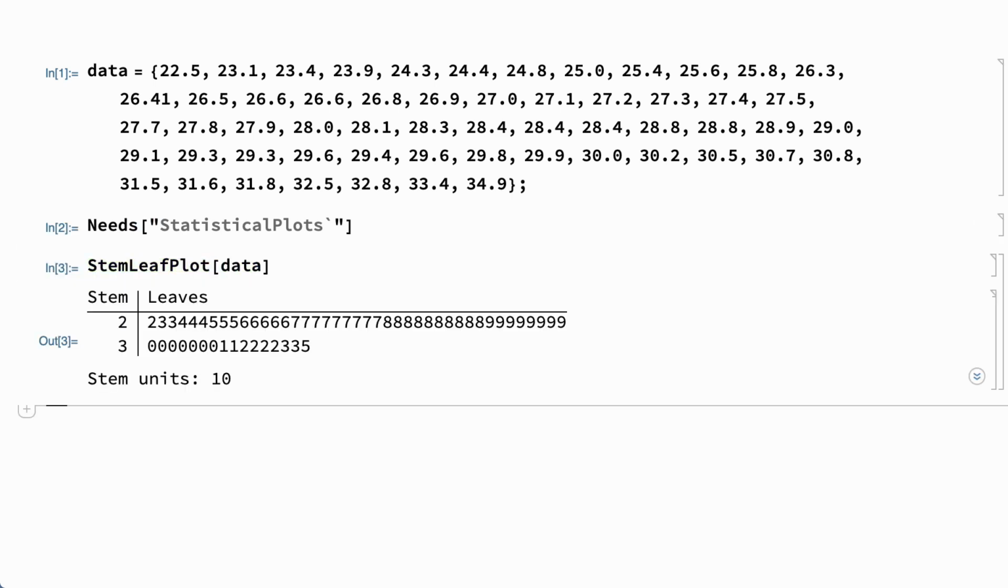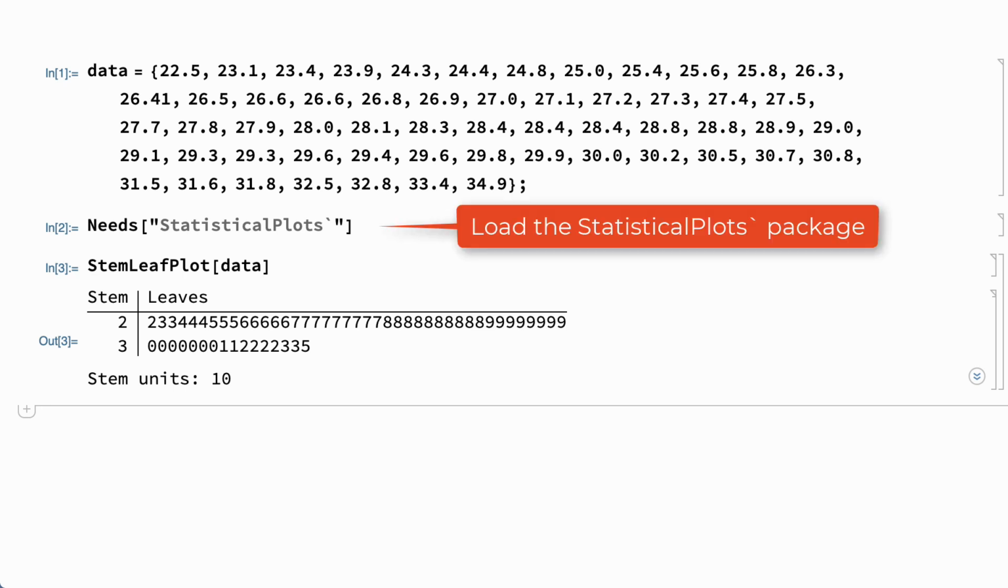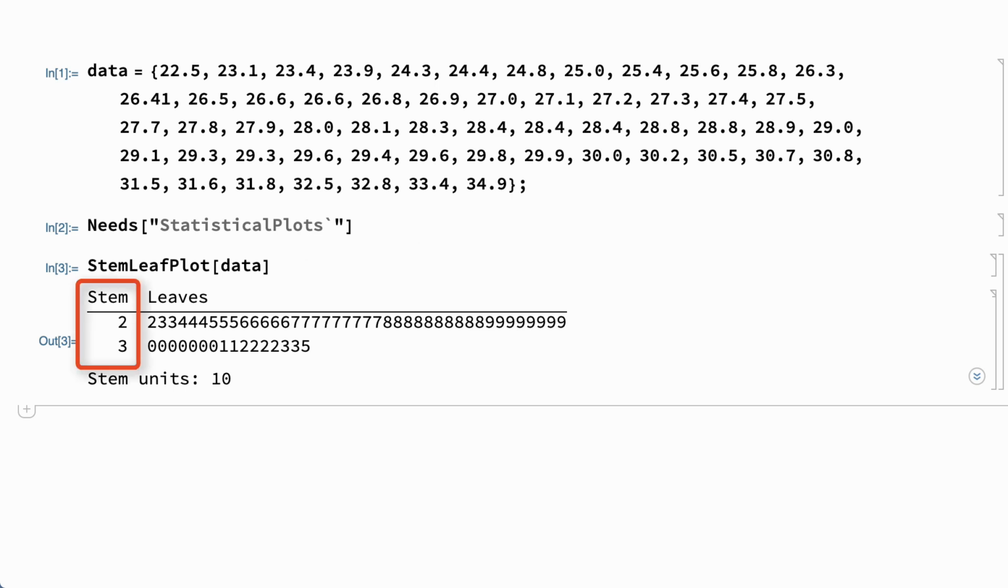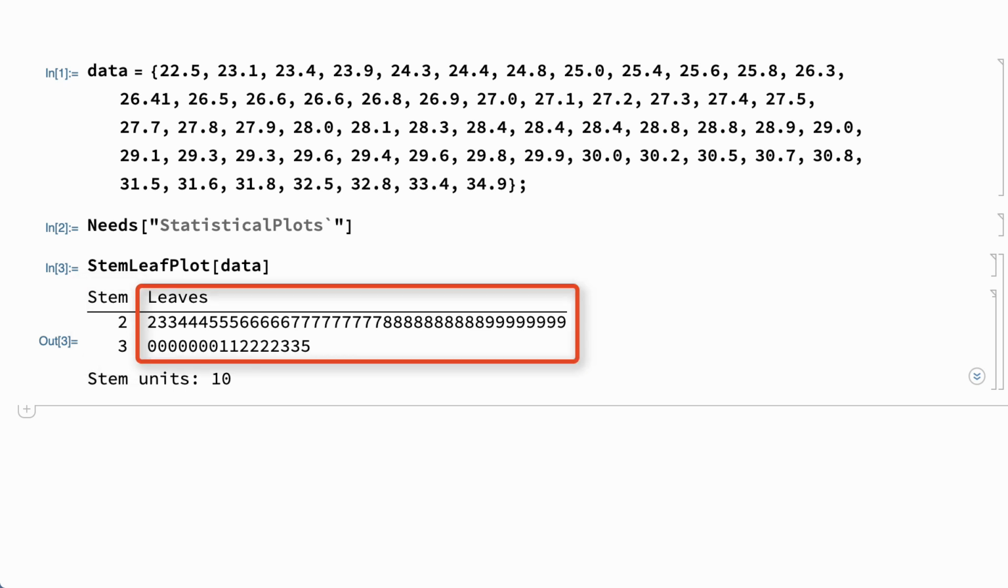The stem leaf plot function is defined in a separate standard package called statistical plots, which is loaded here by evaluating needs statistical plots, and after that the plot is generated by the stem leaf plot function. The actual stem and leaf plot is a table where the first column, called the stem column, lists the possible first digits of the numbers in this data, and the second column, called the leaves column, is the sequence of second digits from each number in this data.